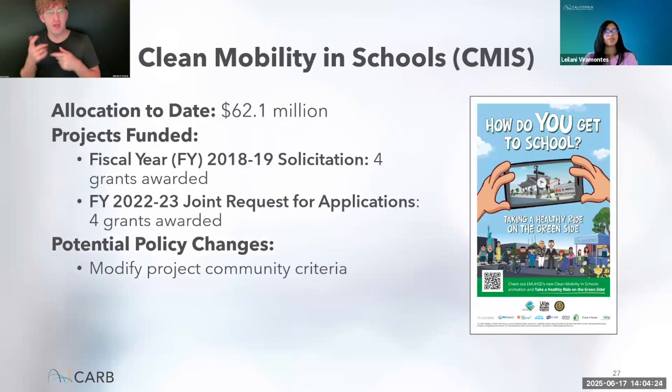Clean Mobility in Schools funds a variety of clean transportation and supporting projects in and around school communities. Grants provide funding for zero-emission fleets, equipment, energy projects, active and alternative modes of transportation, planning, education, curriculum, workforce training, and more. Grants are typically $5 to $10 million and must include at least one public school to be involved and benefit from the grant. $62.1 million has been awarded to 8 unique projects selected from 2 solicitations. Potential policy changes staff will be exploring includes expanding project community eligibility criteria.